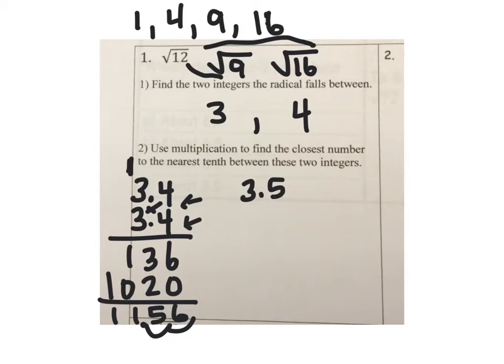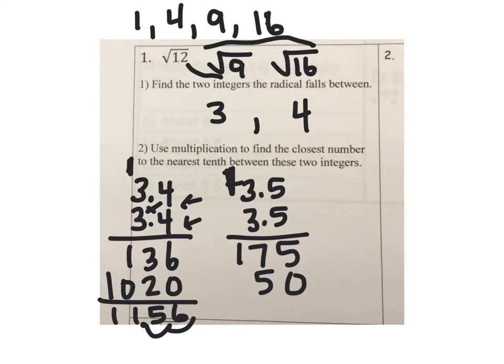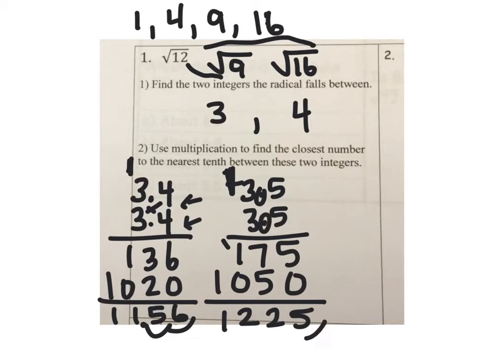So let's try 3.5 times 3.5. 5 times 5 is 25, carry the 2. 5 times 3 is 15, plus 2 more would be 17. We need a placeholder here. 3 times 5, 15, carry the 1. 3 times 3 is 9, plus 1 more is 10. We add these together, and we get 1225. There are also 2 decimals in this problem, so we move our decimal place 2 places over and we get 12.25.